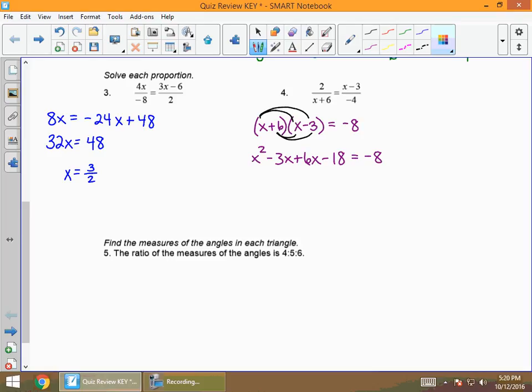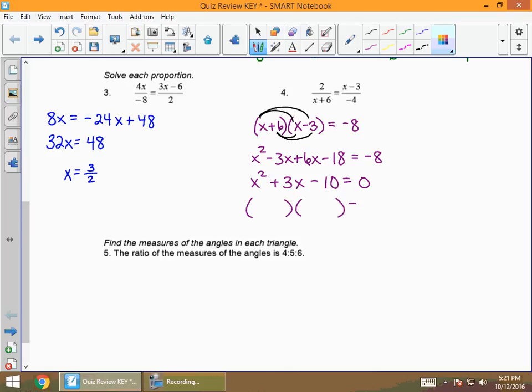Combine like terms. As I combine like terms here in the middle, negative 3x plus 6x is 3x. I'm also going to add 8 to both sides. So negative 18 plus 8 is negative 10. And remember, we always want it set equal to 0 because when I factor, I want to set each one of those pieces equal to 0.